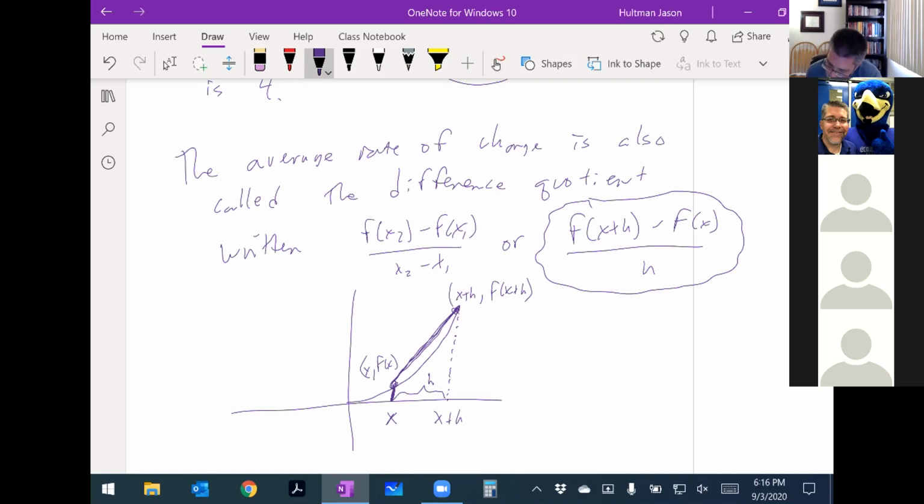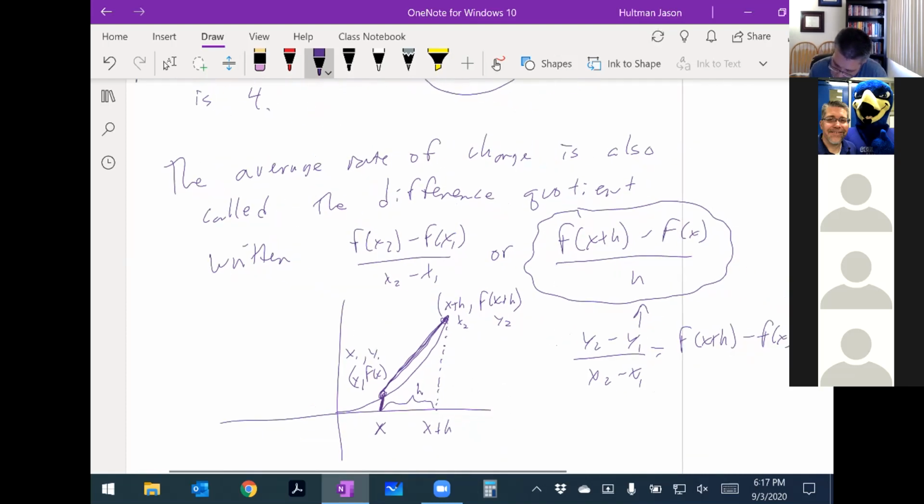So how do we get this thing up here? Well, we take the second y value. Remember, this is y2, this is going to be x2, this is y1, and this is x1, right? And so we're going to take y2 minus y1 over x2 minus x1. And what is that going to be? Well, that's f of x plus h minus f of x. That's y2. Or y1 is f of x.